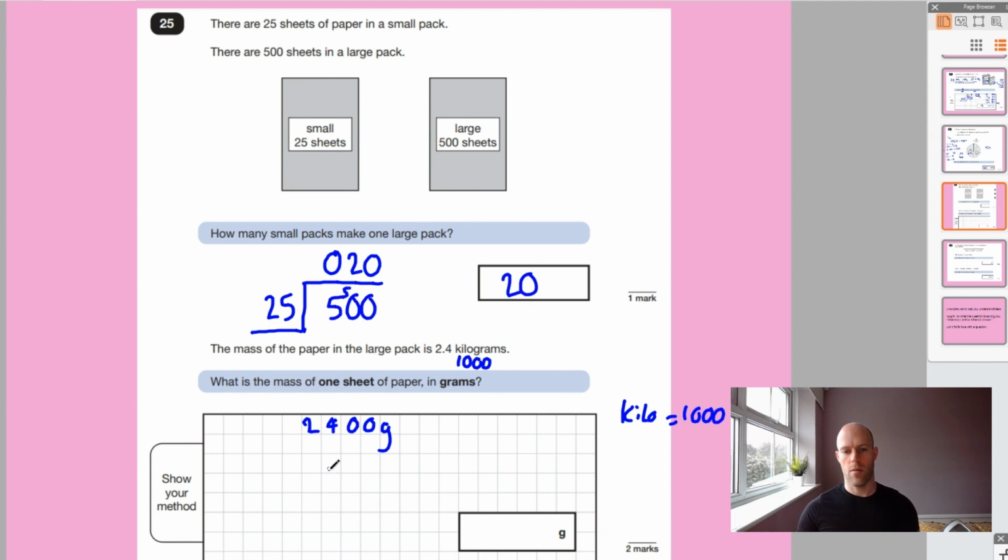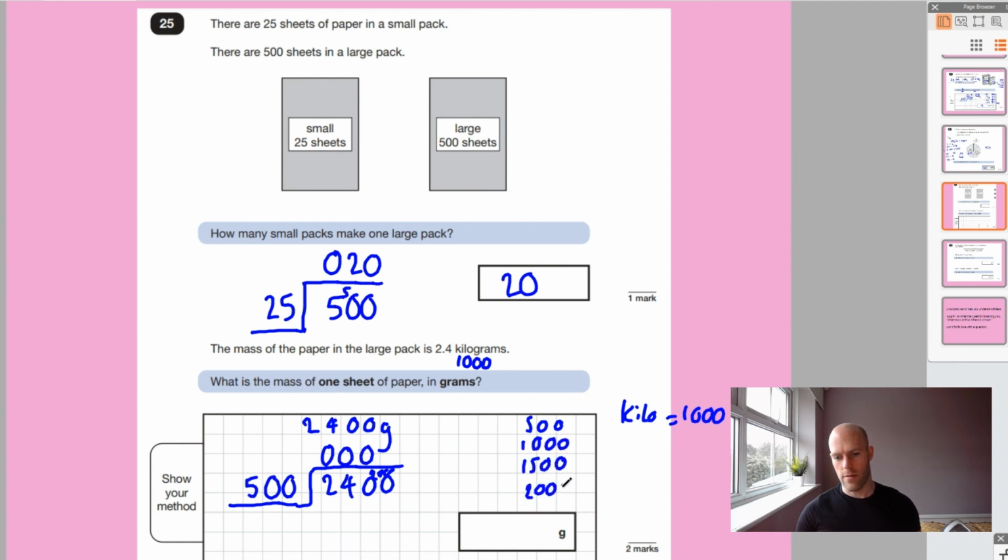And we need to work out the mass of one sheet of paper in grams. So we need to divide that by the amount of sheets there are. So 500 sheets in a large pack. And we need to divide that 2,400. Okay, how many times is 500? 0, 0, 0, and then we're straight up to 2,400 like that. So we've got 500, 1,000, 1,500, 2,000, 2,500. Should be able to see it goes in 1, 2, 3, 4 times. Going to need to do a remainder here, a big remainder, of goes in 4 times with 400.